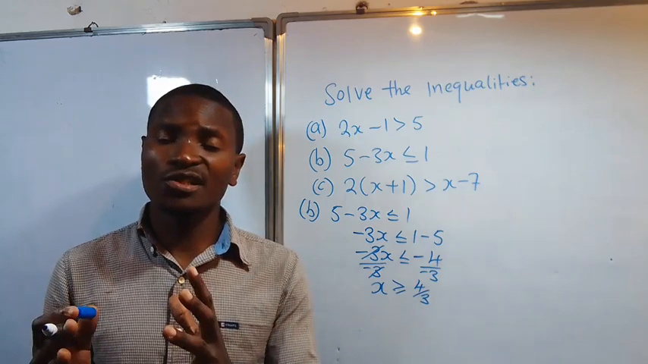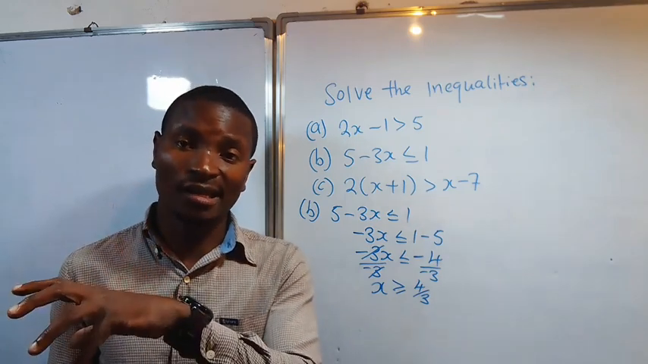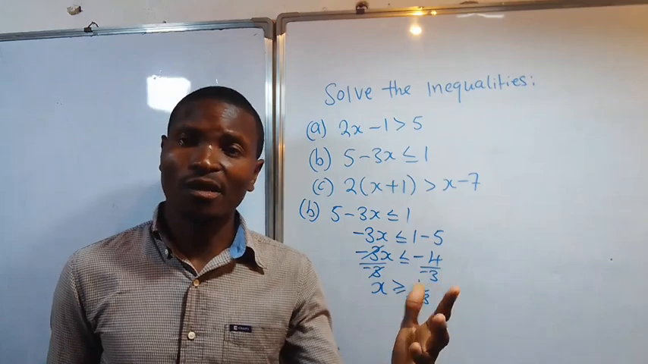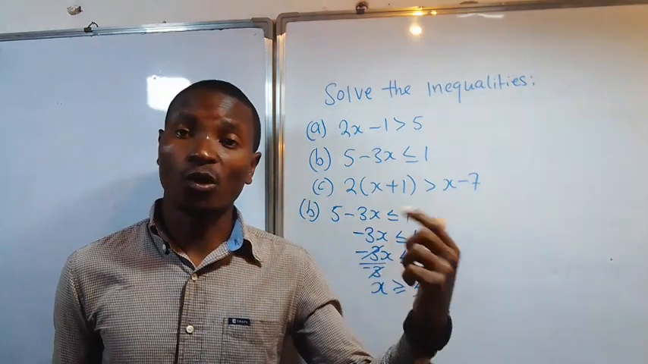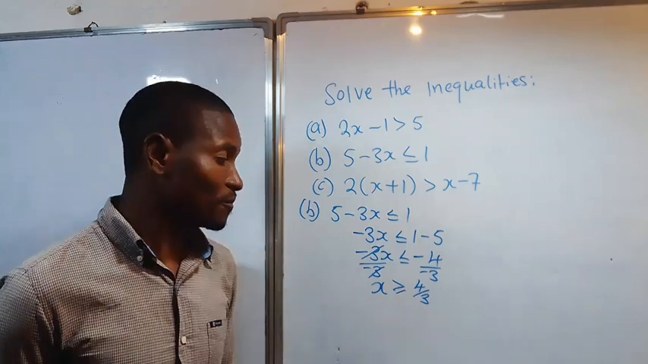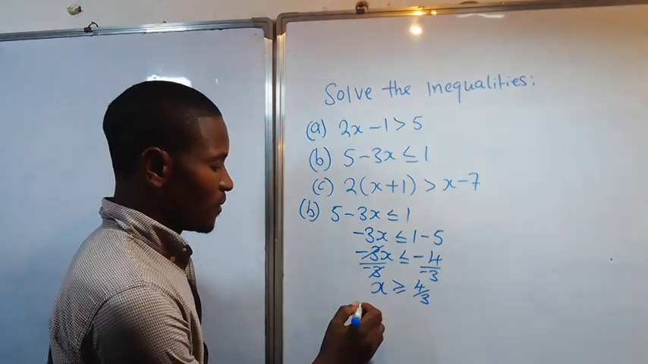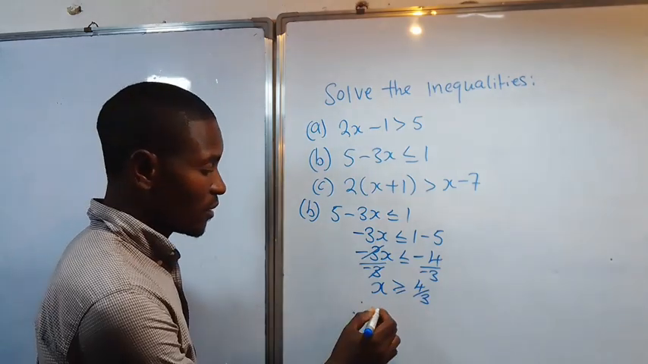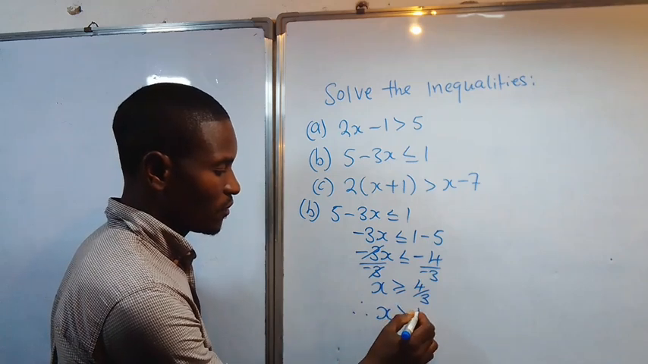So the moment you change from that being negative to positive, then you also change the inequality symbol. And this is what you have just done, and therefore this is our final answer. So x is greater than this.